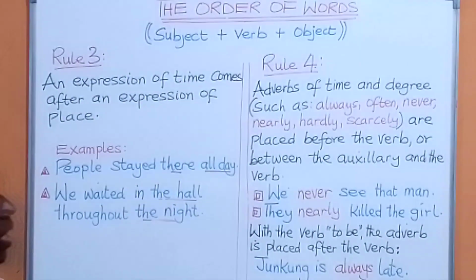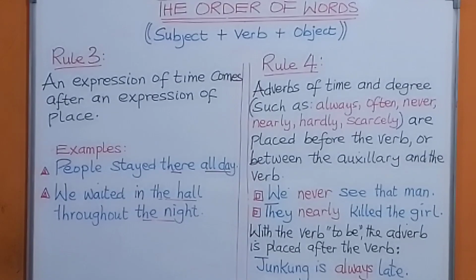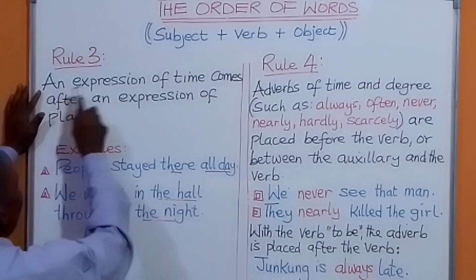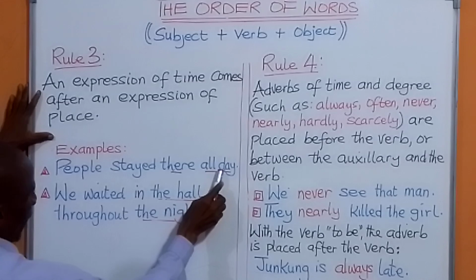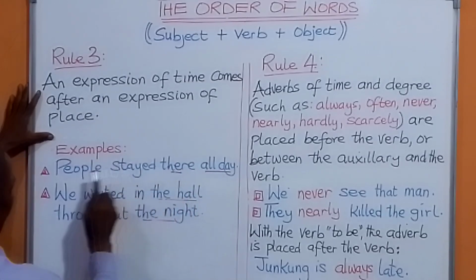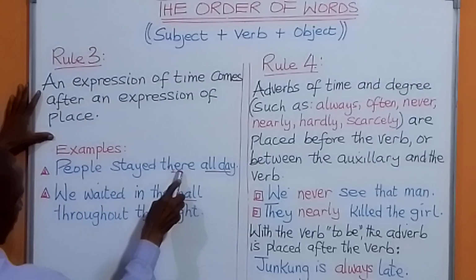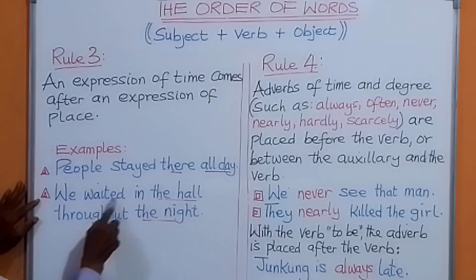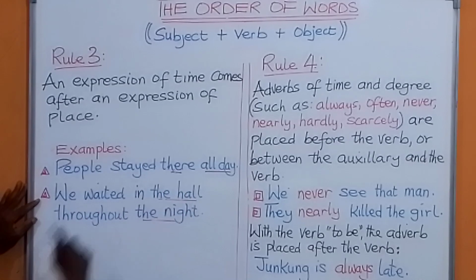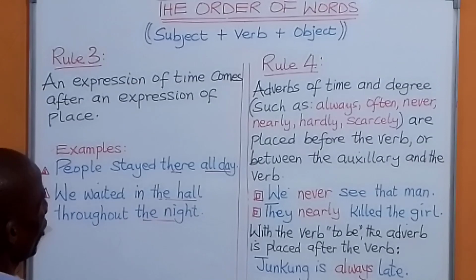So you see how we place our words, the order of words. Now, let's revise that again. Rule number three: an expression of time comes after an expression of place. So we say, people stayed there, expression of place, all day, expression of time. We waited in the hall, expression of place, throughout the night, expression of time.